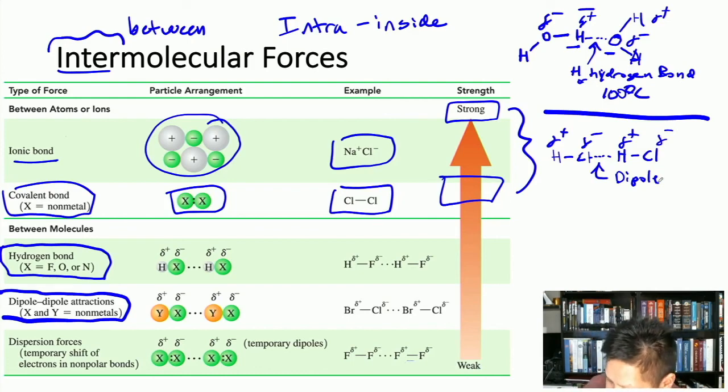Hydrogen bonding is far stronger than dipole interactions. That's why I put this at the top. These hydrogen bonds are way stronger. Dipole interactions are not as strong, okay? And then the weakest of all these are called dispersion forces.